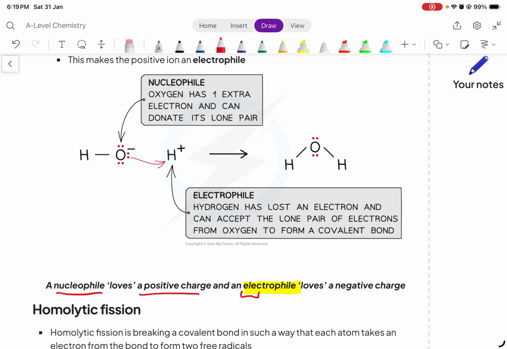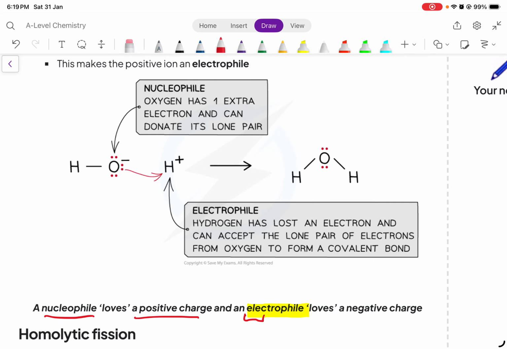For example, here we have oxygen. This positive ion is our electrophile. So is oxygen a nucleophile? Why is that? It's because oxygen has an extra electron. And because it's positive, the hydrogen plus would be an electrophile, because it wants to get electrons. That's the electrophile.